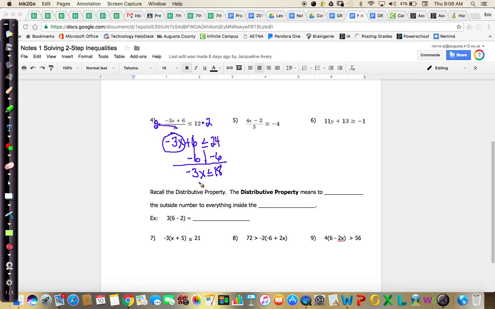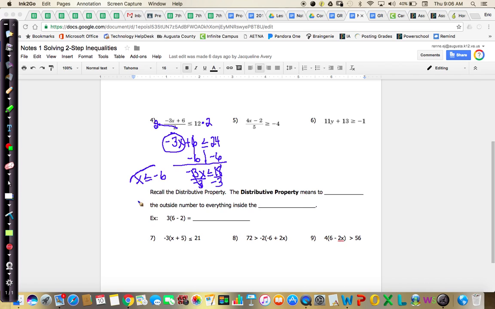The opposite of multiplication is division, so we're going to divide both sides by negative 3. Negative 3 divided by negative 3 is a 1 in disguise. And I'm going to put my answer over here because I've run out of room. X is less than or equal to 18 divided by negative 3, negative 6.